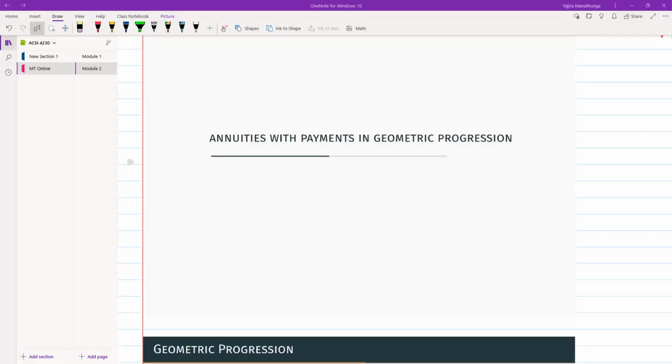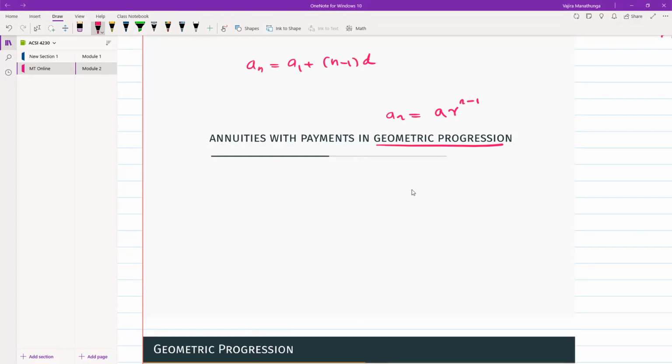Okay, so let's discuss annuities with payments in geometric progression. Earlier we discussed payments in arithmetic progression. So they look like what? Their nth term is going to be a1 plus n minus 1 times d. In this case, if you have a geometric progression, the nth term is going to be what? A times r to the n minus 1.